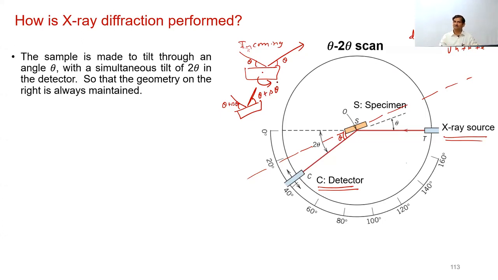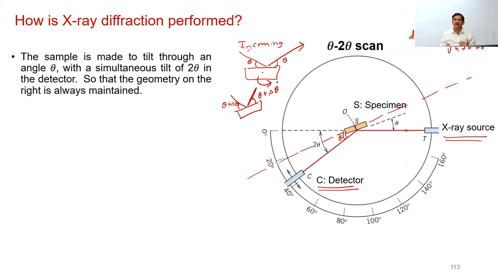Hope this is clear? Why we need to tilt? Yes, sir. Yeah, good. Because we want the surface of the plane to always make the same angle with respect to the incoming X-ray source and the outgoing detector line. Otherwise we won't be able to scan different values of theta. Remember Bragg's law. We need to maintain that reflection geometry.